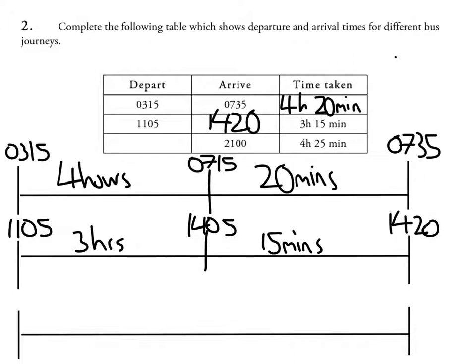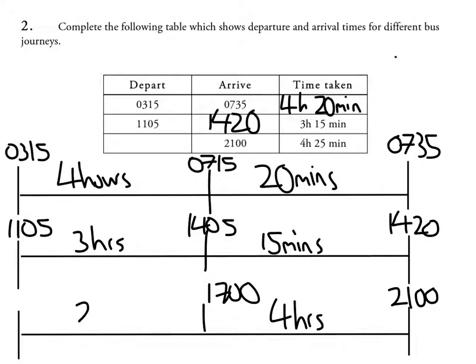Okay, last bus arrives at its destination at 2100 and takes 4 hours 25 minutes. So let's reverse the process. Let's take off the 4 hours. So if we take 4 hours off 2100, we get 20, 19, 18, 1700. So that's my 4 hours.